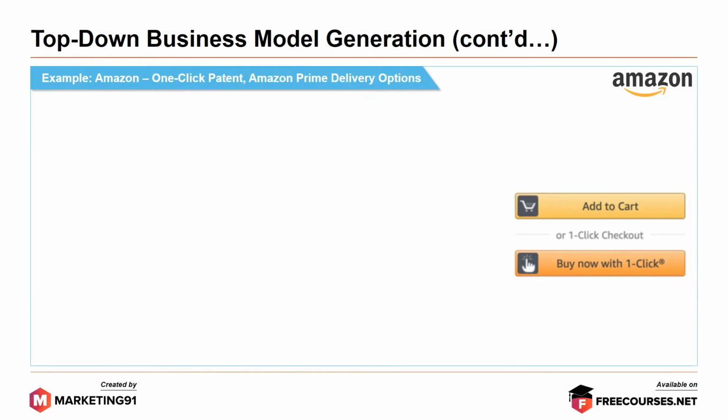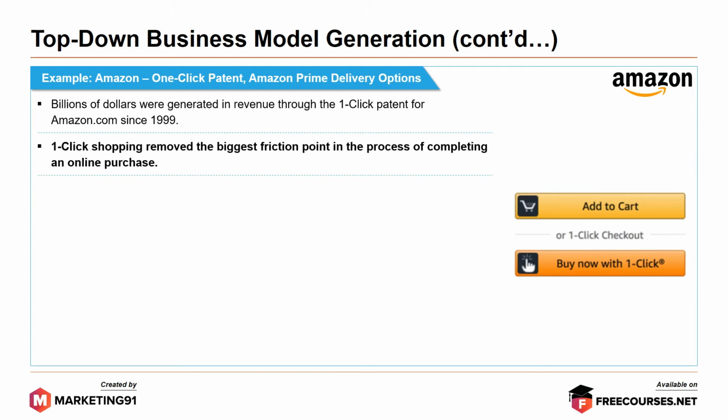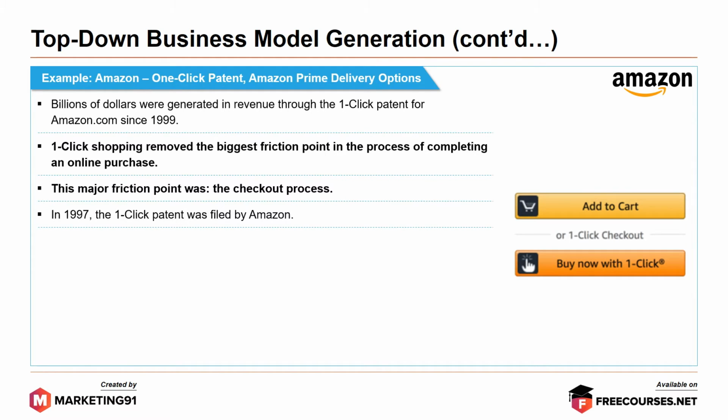The third example is Amazon's one-click patent and the Amazon Prime delivery options. Billions of dollars were generated in revenue through the one-click patent for Amazon.com since 1999. The one-click shopping removed the biggest friction point in the process of completing an online purchase, and this major friction point was the checkout process. In 1997, the one-click patent was filed by Amazon and it was granted in 1999.